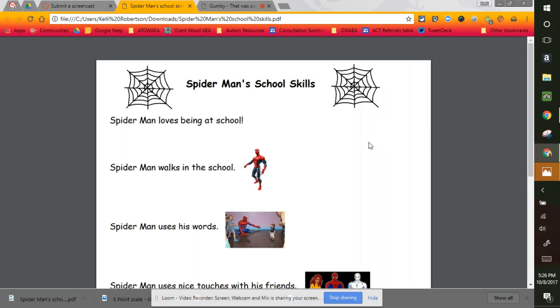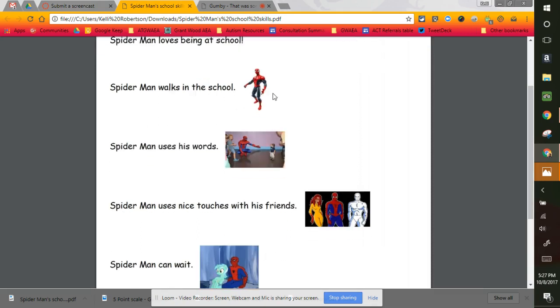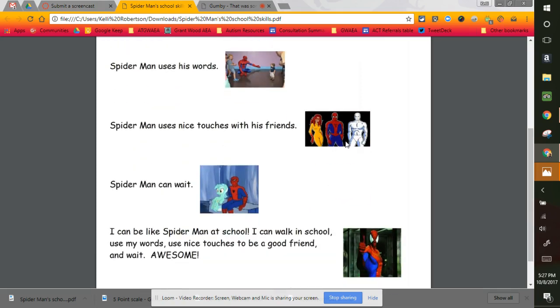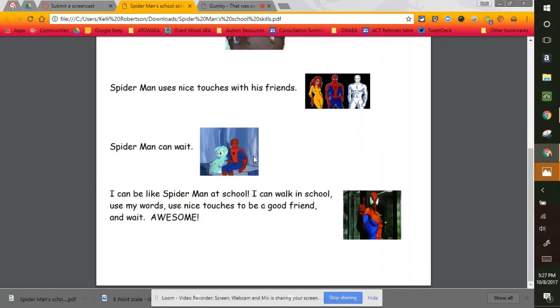This was a preschool student, so language skills were a little bit less, so I didn't want to make it too wordy, but we wanted to talk about Spider-Man, how he loves school, how he walks in the halls, he uses his words, he uses nice touches, so he doesn't have his hands on his friends. He can wait, and I found a picture of him waiting nicely. I can be like Spider-Man at school. I can walk in school, use my words, use nice touches to be a good friend and wait.